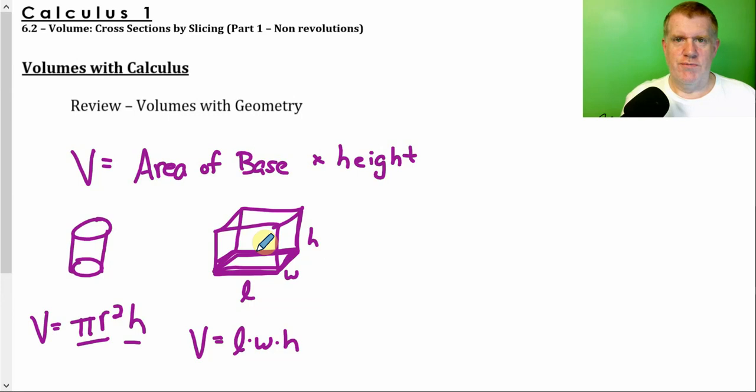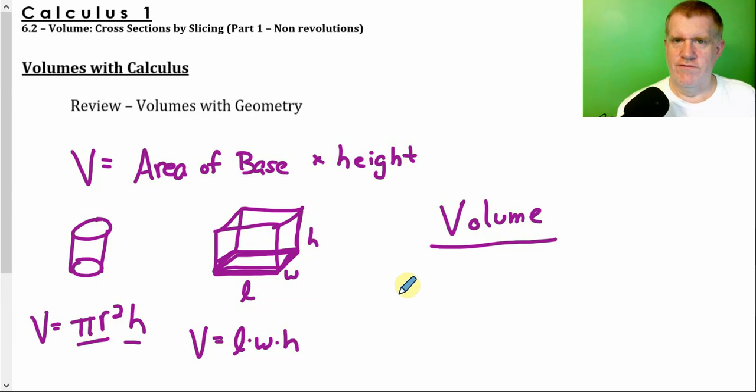Now that's the geometry part of it. So all we had to know was what was that basic shape that made the three-dimensional object. In the cylinder, it was a circle. In the rectangular prism, it was a rectangle. So that leads us to our formulas for volume with calculus. And here they are. I'm going to give you two. It's really the same formula, but I'm going to show you why I'm going to give you two.